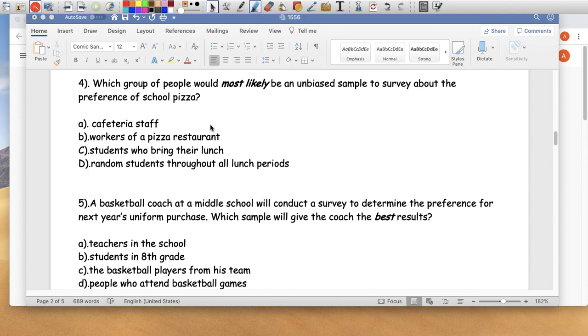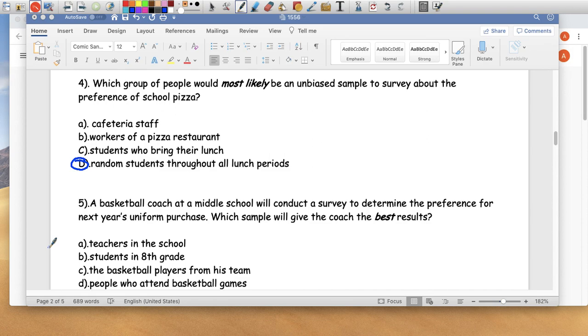Okay, which group of people would most likely be unbiased if you want to survey the preference of school pizza? Cafeteria staff, workers at pizza restaurants, students who bring their lunch, or random students throughout all lunch periods. Definitely that's easy, right? That's who you would ask.